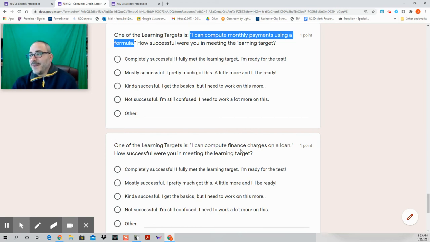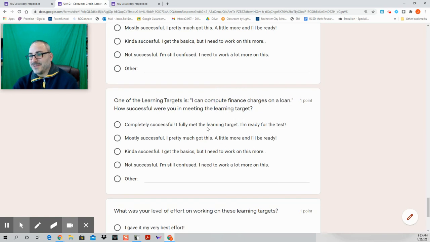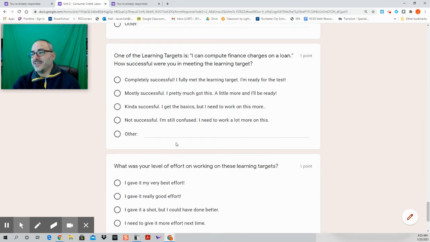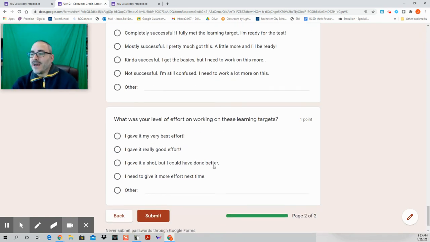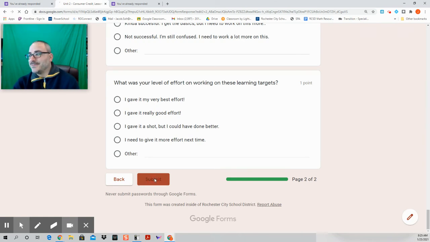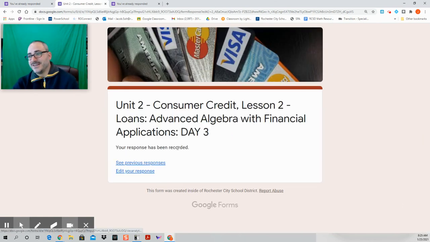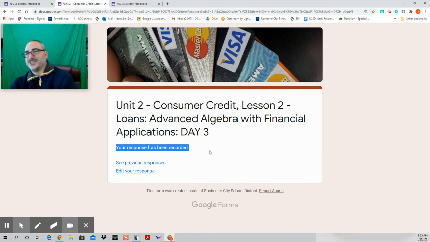And then I can compute finance charges on a loan. Remember, if you add up all your payments and however much that is greater than how much you borrowed, that's your finance charge. Tell me how comfortable you are with that learning target right there. Give me your level of effort and don't forget to click submit. Submit is the magic button, which records your response, which saves your work, which allows me to grade what you're doing. And I'm grading these things every day at the end of the day.